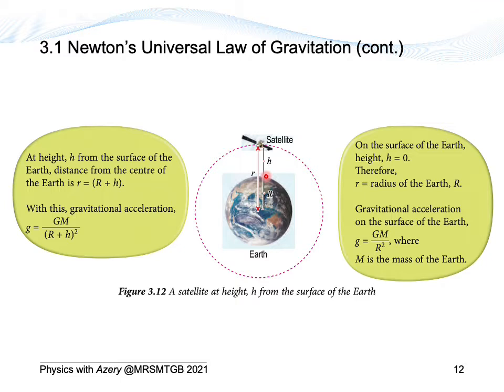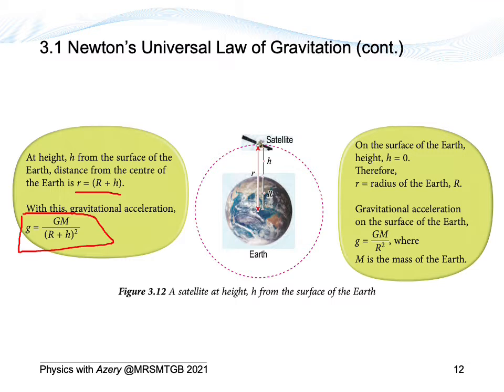That is why when we want to relate gravitational acceleration with a satellite at a distance from the surface of the Earth, we use r equals capital R plus h, because it is the total distance between the satellite and the center of the Earth. And with this, the gravitational acceleration is written like this, where the r is a combination of R plus h.